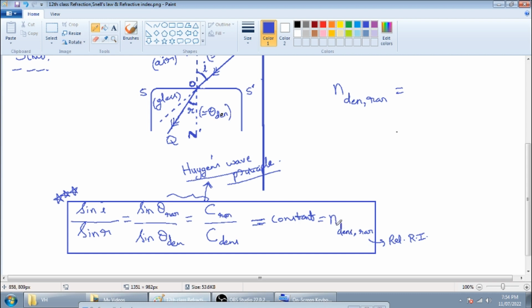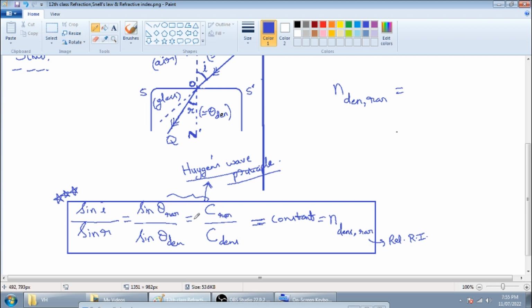Now the refractive index of the denser medium with respect to the rarer medium, it can be seen that it is rarer by denser. So first denser with respect to rarer in the symbol, but here it's coming as rarer by denser. Even in terms of velocities of light, also rarer by denser. Using this inversion, it can very easily be remembered. So the refractive index of any denser medium with respect to rarer medium is the sine of angle in the rarer by denser. Similarly for velocities of light, velocity of light in the rarer medium divided by velocity of light in the denser medium.